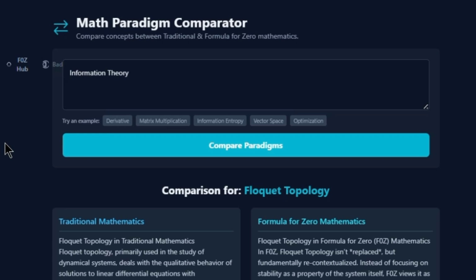So this application, this math paradigm comparer, takes literally any mathematical theory or concept of physics, astrophysics, calculus, trigonometry, anything and everything, and it compares it to what it thinks the formula for zero mathematical framework is, and how it works in comparison to traditional and classical mathematics. Whatever, it's what I do. This tool essentially explains everything about everything.